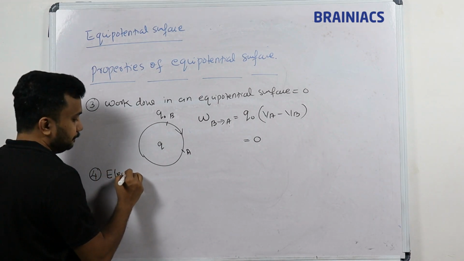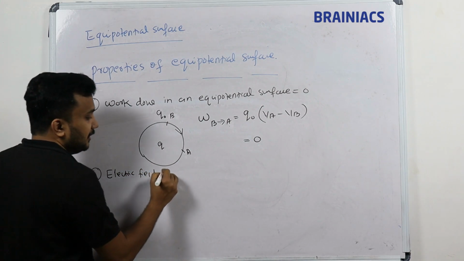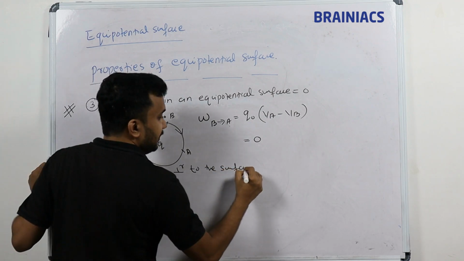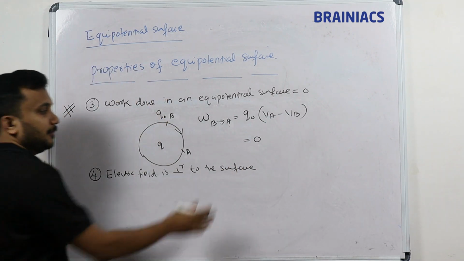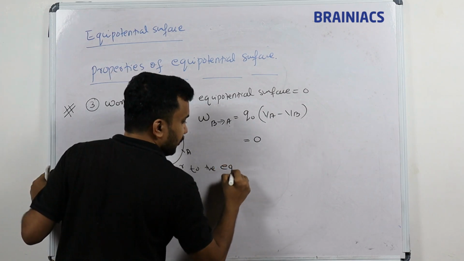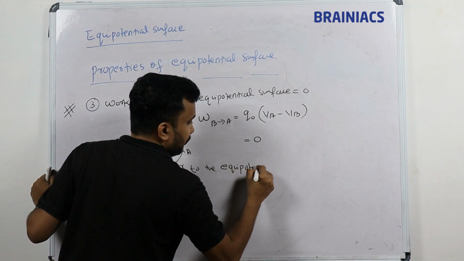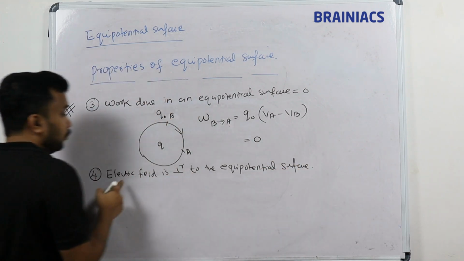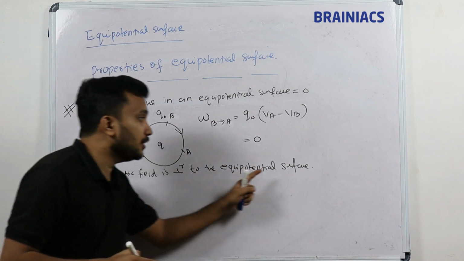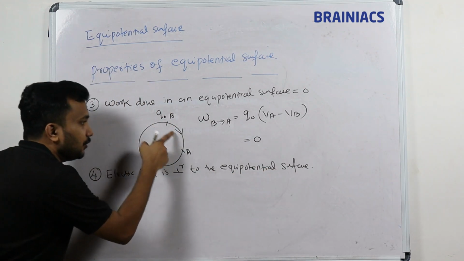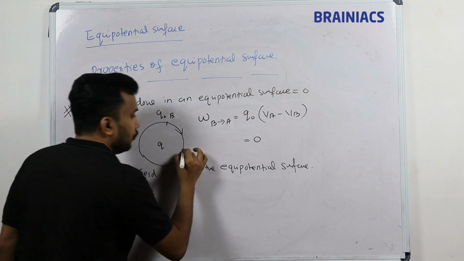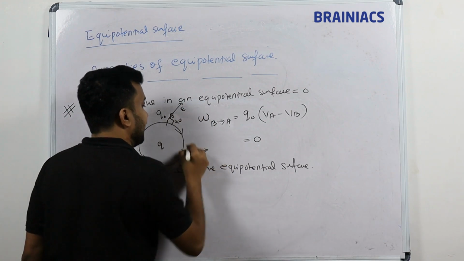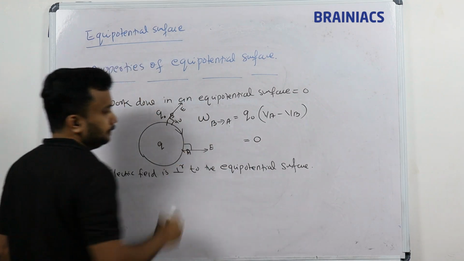Electric field is perpendicular to the surface. Electric field is perpendicular to which surface? The equipotential surface. Here we need some explanation. What it is saying is that the electric field is perpendicular to the equipotential surface. I know this is an equipotential surface. What is the electric field? Perpendicular, which means this electric field will make 90 degrees. That is a property here.